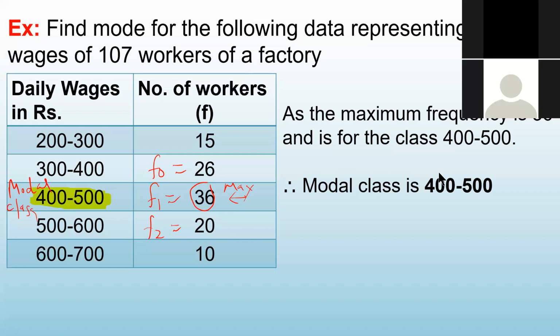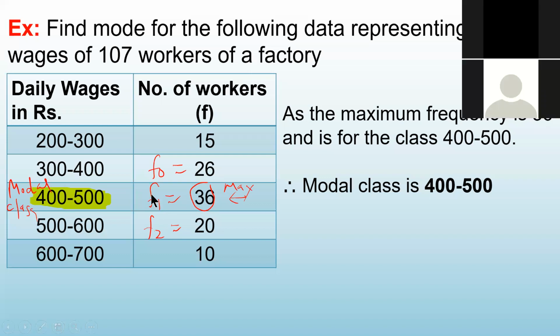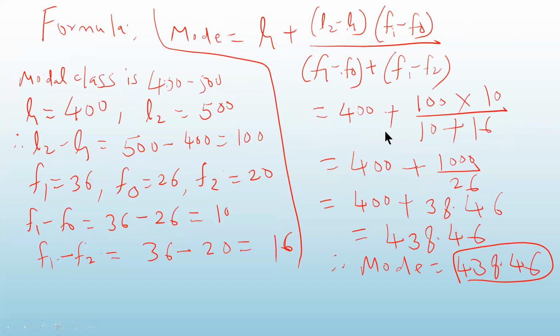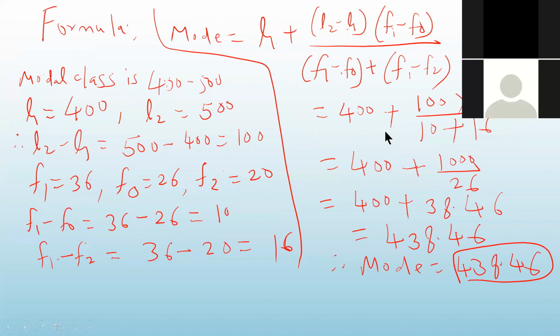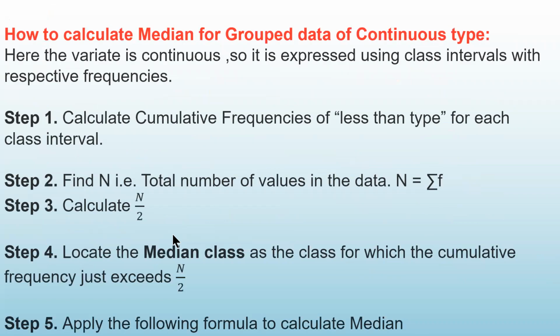Okay, so you know L1 is 400, L2 is 500, और इस क्लास की फ्रीक्वेंसी को हम F1 बोलेंगे. तो F1 is 36, इसके ऊपर वाली क्लास की फ्रीक्वेंसी को F0 और इसके नीचे वाली को F2. Once you know all these values, what you have to do is just put in the formula, use your calculator and solve this. Okay, and the value of mode should come in between the modal class range, that is 400 to 500.